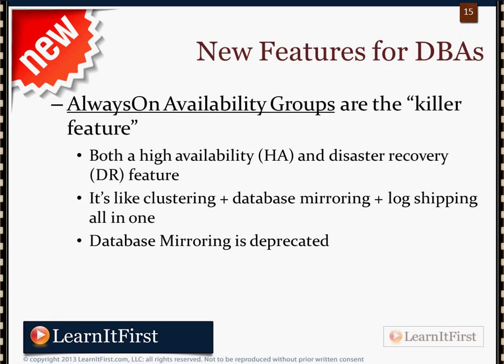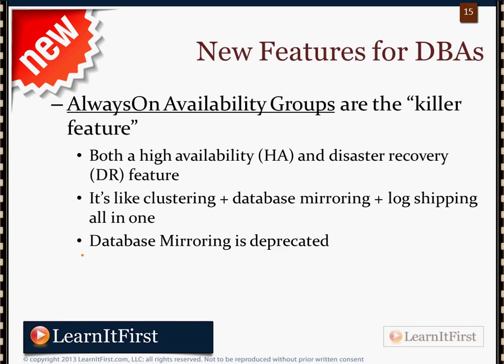I think everybody's killer feature is AlwaysOn availability groups. So this is everybody's favorite feature of SQL 2012. This is the reason you buy SQL Server 2012 instead of SQL Server 2008 R2. It's so that you can have access to the AlwaysOn availability groups. It's both a high availability and disaster recovery solution. It's like clustering at the database level, with database mirroring and log shipping all in one.